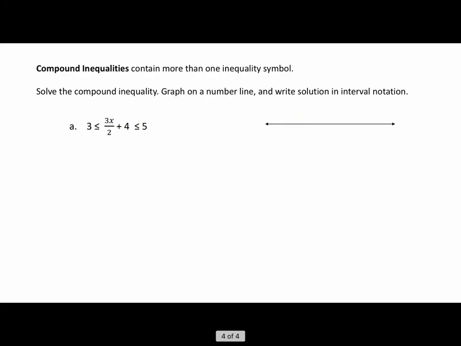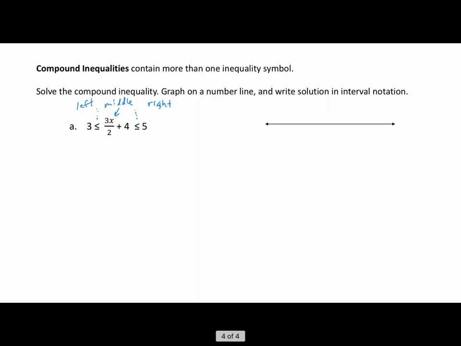Compound inequalities contain more than one inequality symbol. And we want to solve this compound inequality here, graph it on the number line, and write the solution in interval notation. So you'll see that there are 2 inequality symbols here. So that kind of cuts this up into 3 parts: the left side, the middle, and the right side. And your variable is in the middle. So that is where I'm going to apply my focus, in the middle.